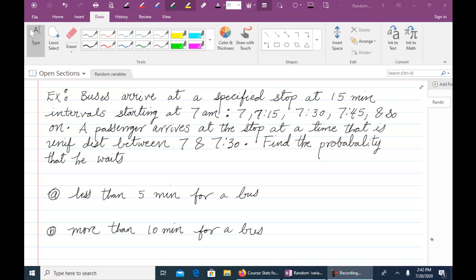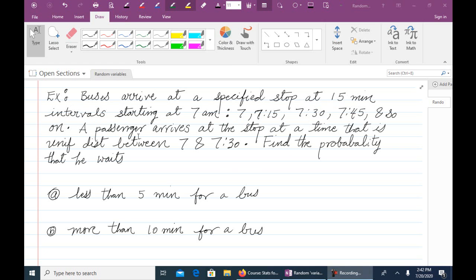Welcome back. So here it is, our example on the uniform distribution. Let's say the buses are arriving at a specified stop at 15 minute intervals starting at 7 a.m. So buses are coming at 7, 7:15, 7:30, 7:45, and so on.